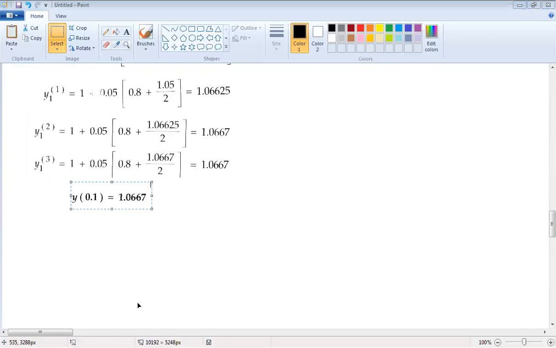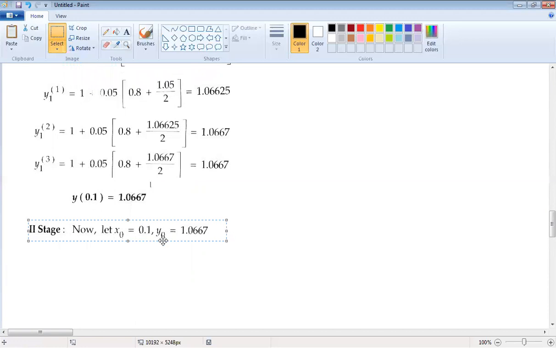So now we need to go to stage 2. In stage 2, our x0 will be the x1 of the previous stage. The x0 will be 0.1, and y0 is the y1 of the previous stage. So whatever final answer we have got, 1.0667, that will be our y0. Okay. f(x, y) will remain the same as in the previous stage. The function dy by dx will not change. So f(x, y) is (3x plus y) by 2.